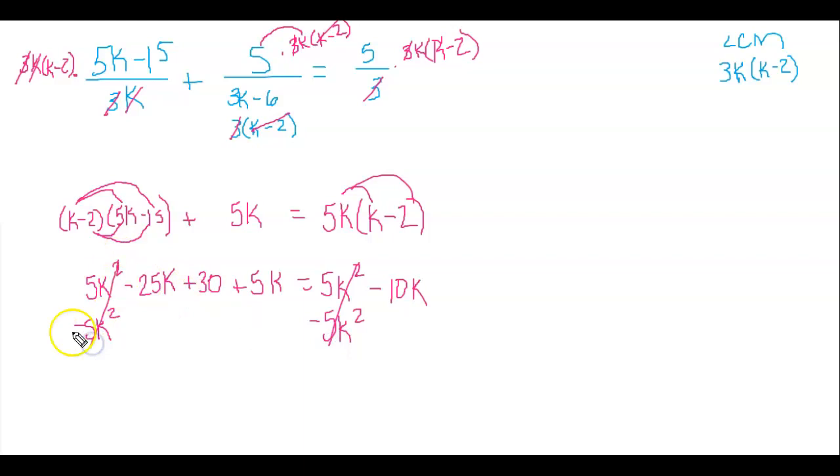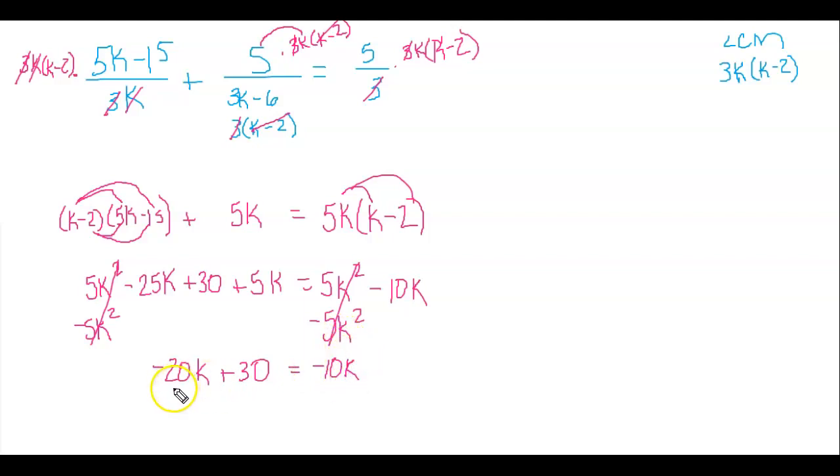My 5k squareds cancel out. So I thought I was going to have to solve a quadratic, but it actually turned out to just be linear. So yay for that. Negative 25k plus 5k would be negative 20k. And then I have plus 30 is equal to negative 10k.